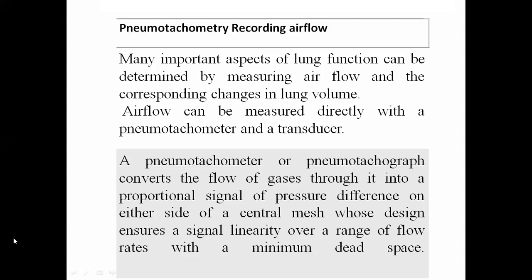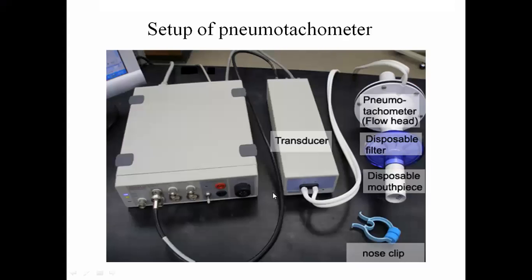Here we have a transducer. Here we can measure the difference of the pressures, so differential pressure we will measure. That instrument is nothing but a pneumotachometer, which converts the flow of gases that is proportional to the signal of pressure difference into a signal of difference pressure. So I will show you the diagram.